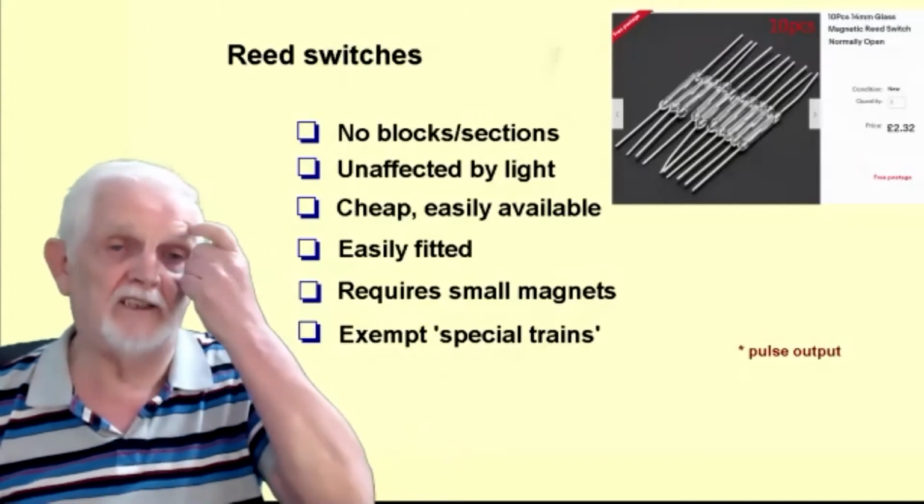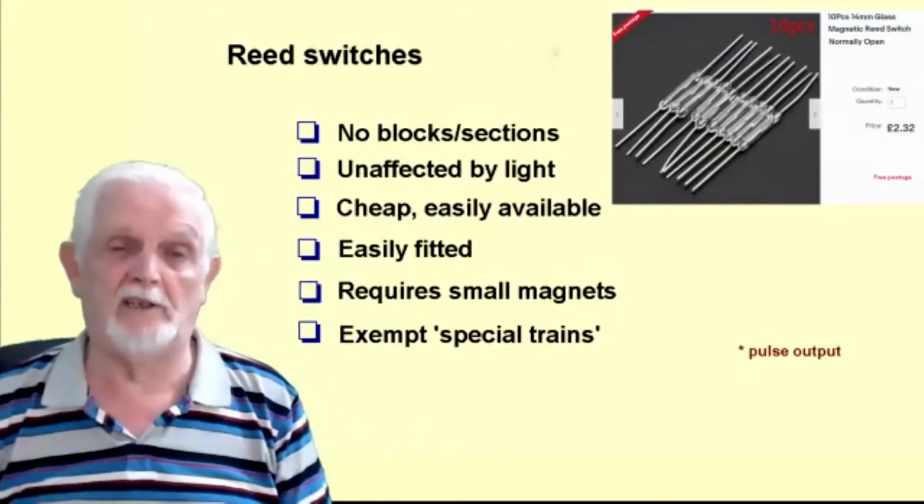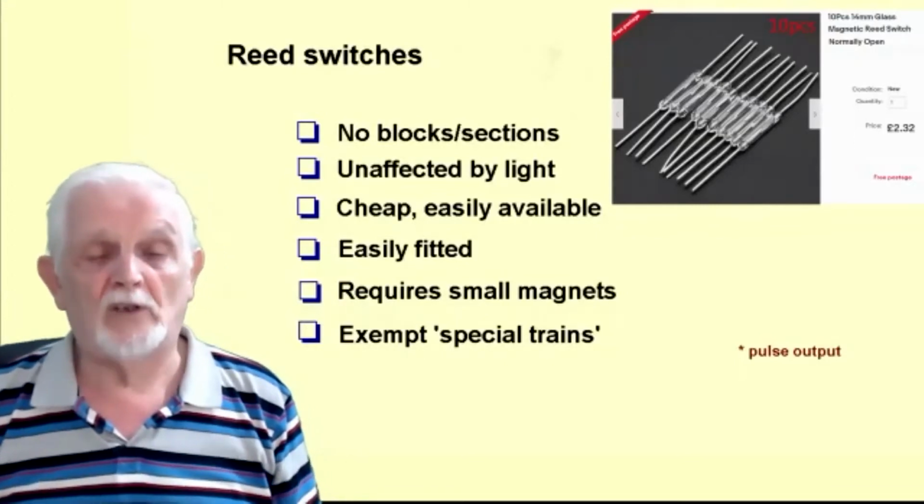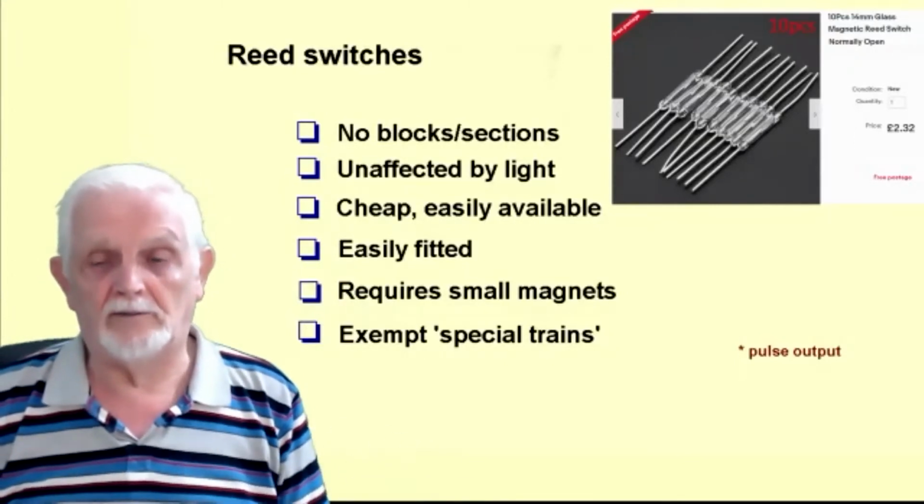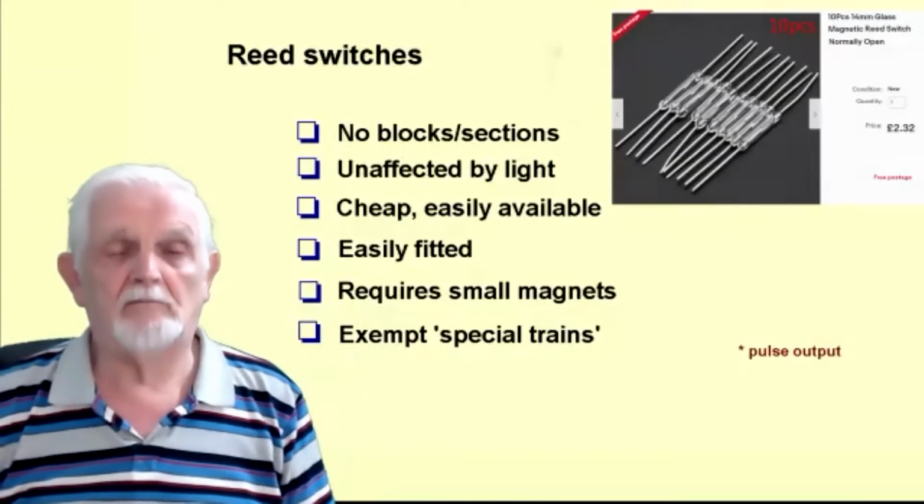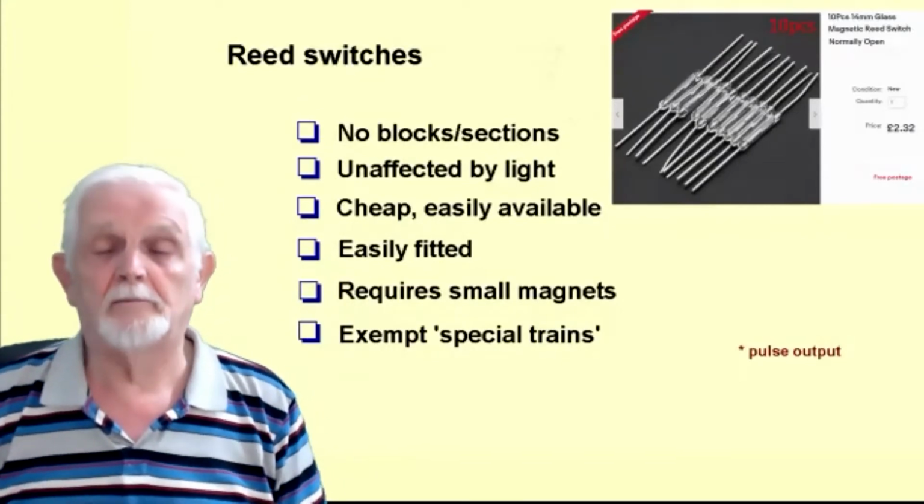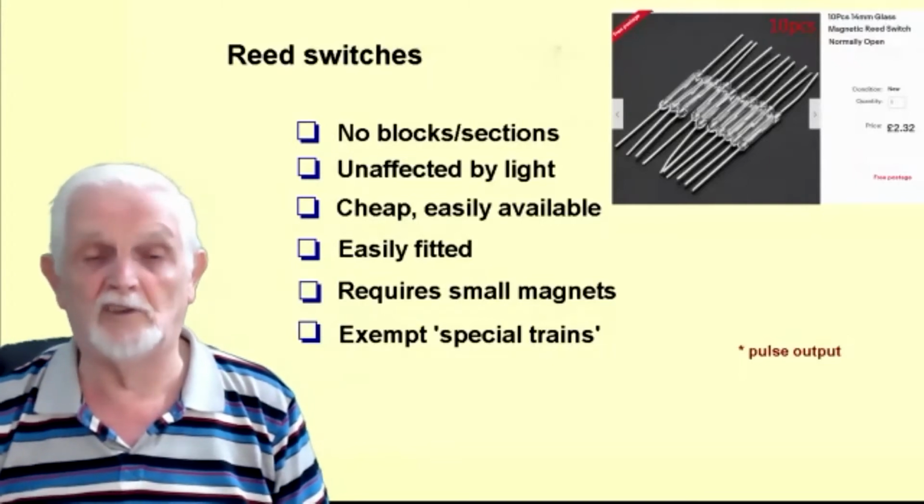Because the downside is that you have to have small magnets on your trains to make it work. You have to modify the trains. You don't have to modify the layout, apart from fitting the micro switch, but you do have to modify the locos or the rolling stock.